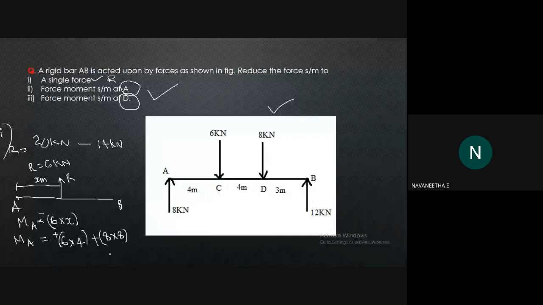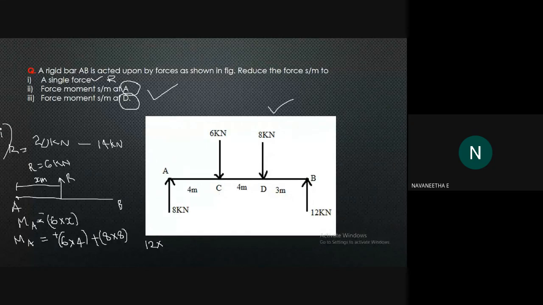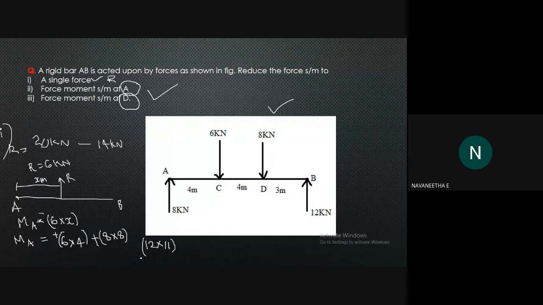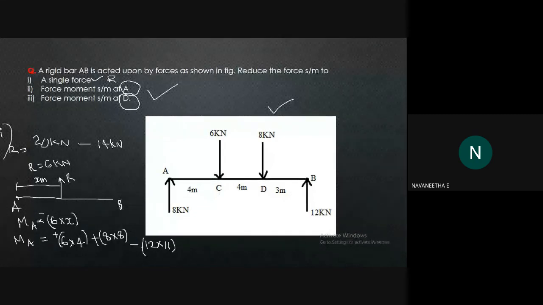Then consider 12 kilonewton. 12 into 4 plus 3. The distance between 12 kilonewton and point A is 4 plus 4 plus 3. That is 8 plus 3. What is 8 plus 3? It is 11, right? Is it positive or negative? Negative, because it is acting in counterclockwise direction or anti-clockwise direction.